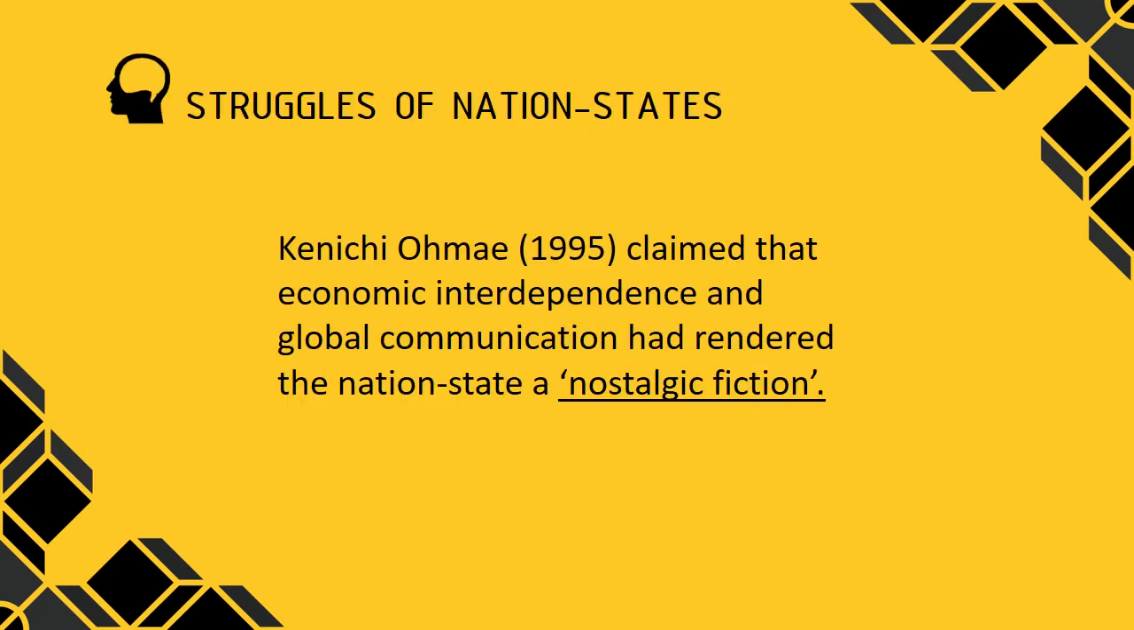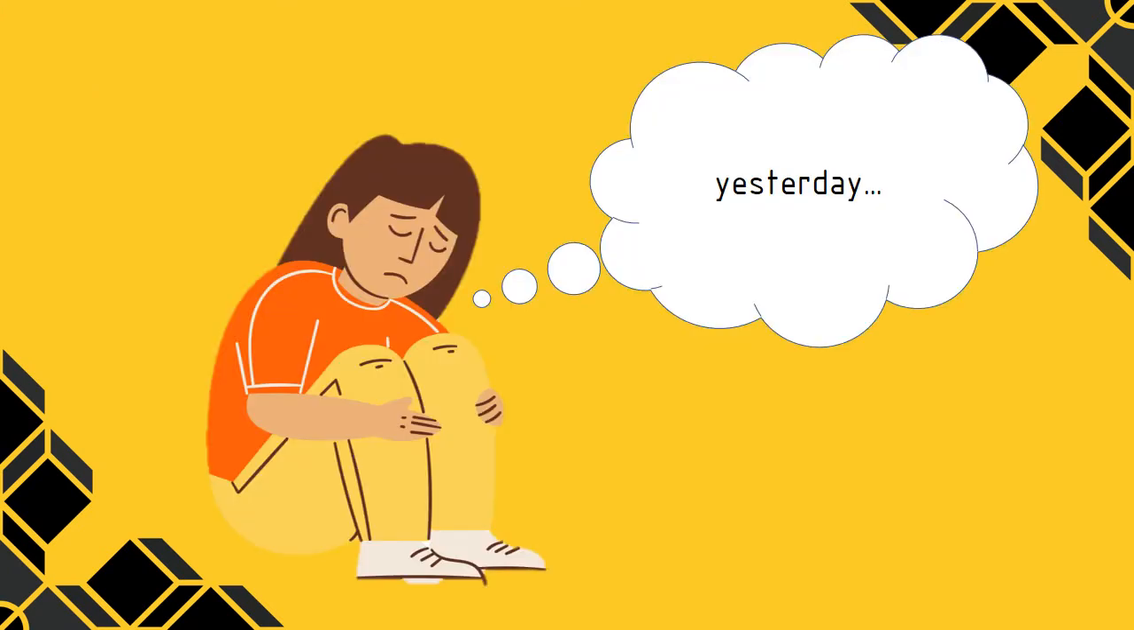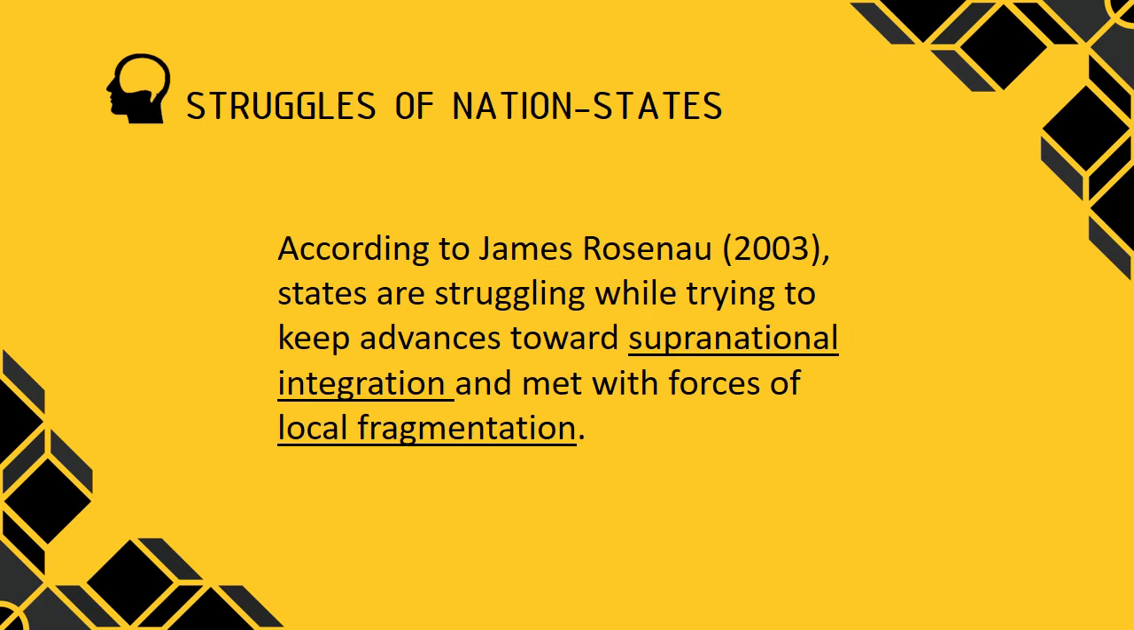Supporting that argument, Kenichi Ohmae claimed that the two factors of nation states, which are economic interdependence and global communication, are somewhat on their nostalgic fiction, meaning something that we only reminisce. Another struggle identified by James Rosenau is the conflicting roles of supranational integration and local fragmentation. And when these forces meet, of course, that would cause a problem or a friction on nation states.